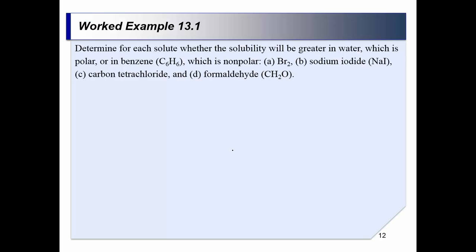So let's work this example. Determine for each solute whether solubility will be greater in water, remember water is polar, or benzene, which is nonpolar. So we need to consider the structure of each. If we have bromine, remember bromine is going to look like this with all its electrons. This is a nonpolar molecule because it is a homonuclear diatomic molecule, so it will be more soluble in benzene.